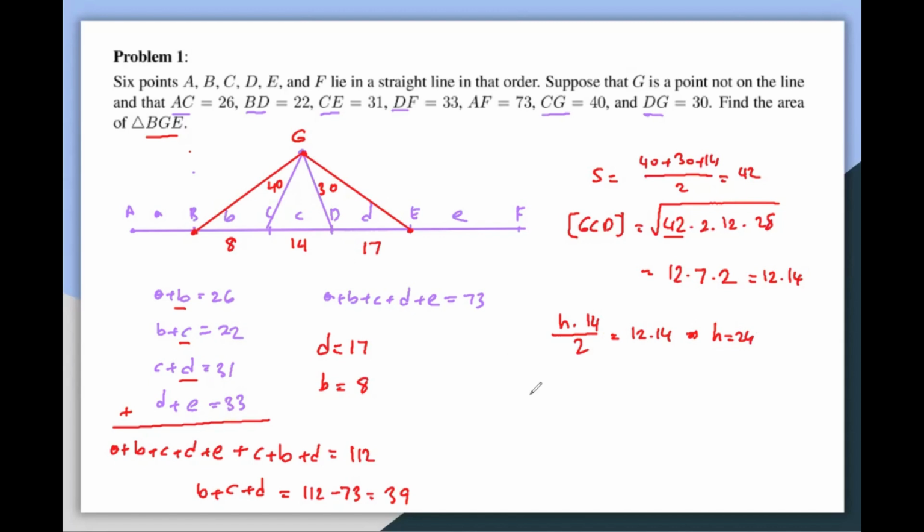As soon as you got the h, you got the answer as 24 times the entire bottom, which was 22 plus that will be 39, and that should be divided by 2. You got 12 times 39. If I multiply by 10, you got 390, and then 2 times 39, which is 78. So I should be getting 468.